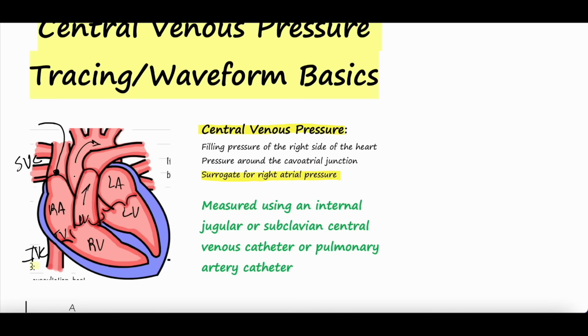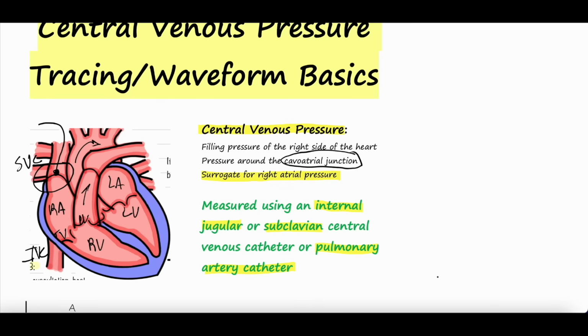We talked about how a CVP measurement is right at this cavo-atrial junction, where the superior vena cava intersects with the right atrium, cavo-atrial junction, cava atria. And to get that measurement, we talked about how you really need a central line in either the internal jugular vein or the subclavian vein. We also mentioned how you can get it off a pulmonary artery catheter as well.